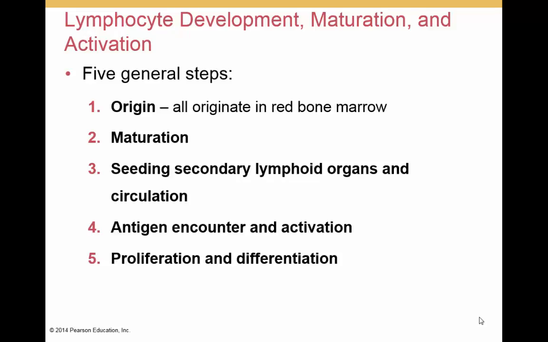Next, they need to mature. We need to make sure that they can do their job. So they need to go to school, the B cells and the T cells, and they do that in 2 different areas. We'll talk about both of those.